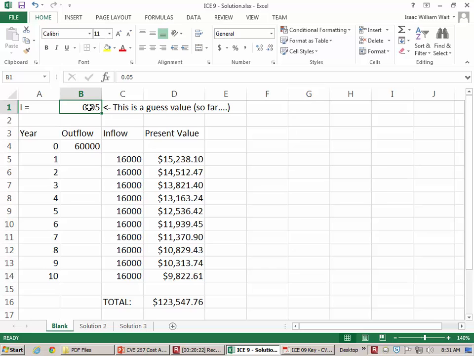So let's see if I change it to 6%, if it gets closer to my goal, 0.06. Yeah, I'm headed in the right direction. So 0.07, getting closer. Okay, so do that. Optimize, like iteration is doing things over and over and over again. Keep changing that interest rate until you find out what is the interest rate that makes the inflow and the outflow equal.